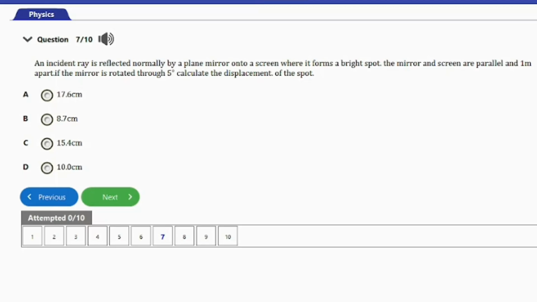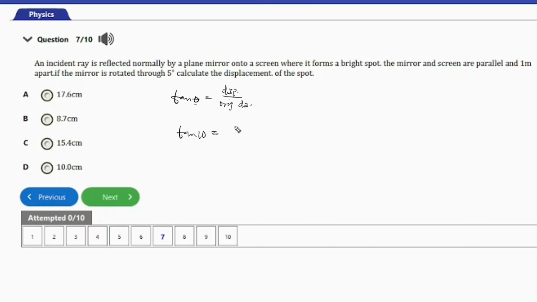If the mirror is rotated through 5 degrees, calculate the displacement of the spot. So guys, in order to calculate this, we are going to use the formula tan theta is equal to displacement from the spot over original distance. From here, in order to get the theta, which is the glancing angle, we are going to multiply the angle of rotation by 2. So that's 5 times 2, and that's 10.